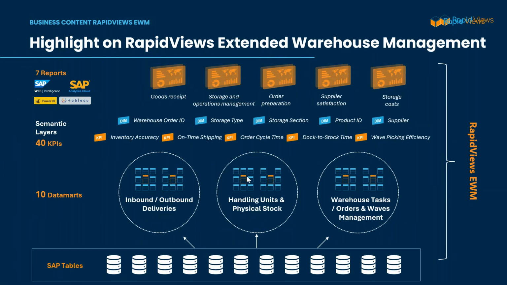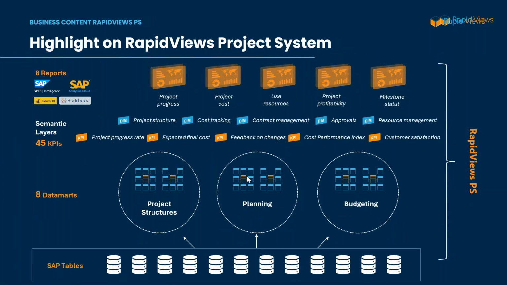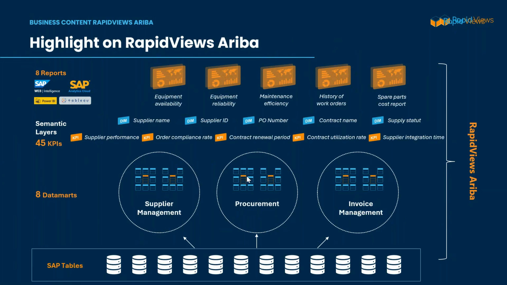On EWM, we cover inbound and outbound deliveries, handling units and physical stock, and warehouse tasks. On PM, we cover the submodules preventive maintenance, maintenance order management, and work clearance management. On PS, project structure, planning, and budgeting. And on Ariba, we cover supplier management, procurement, and invoice management.